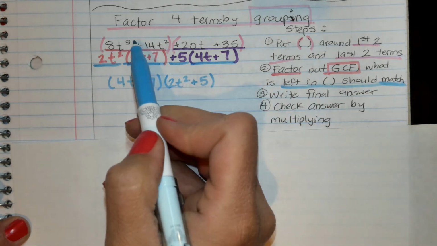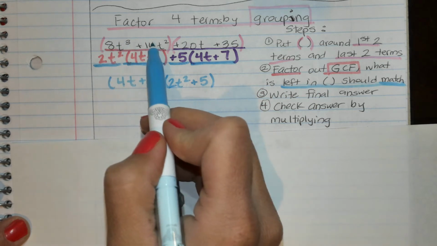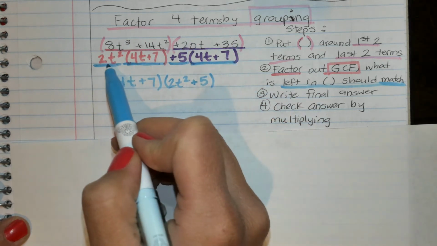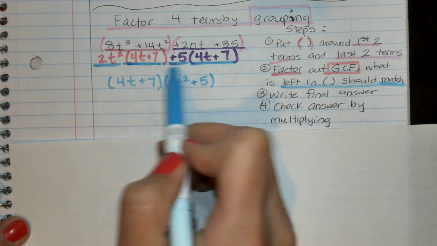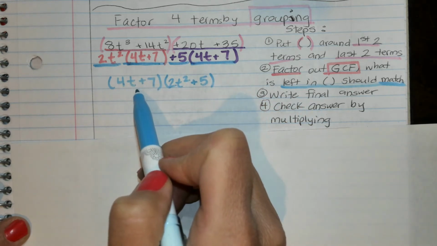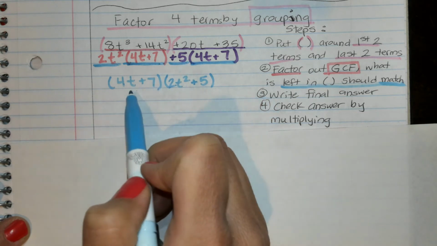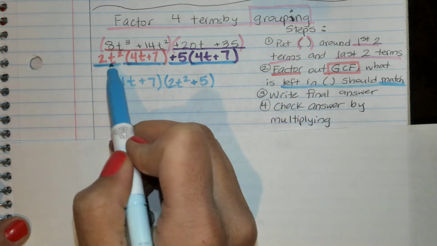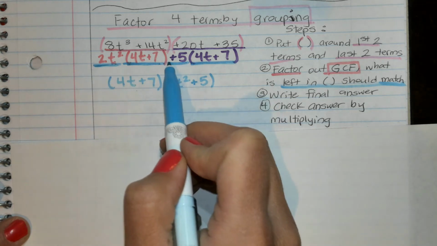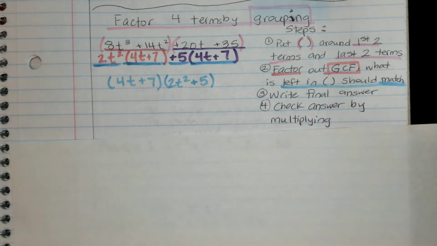So you group together, put parentheses around the first 2 and the last 2 terms, factor out the greatest common factor. What's left inside parentheses should match. You write that part one time. You're basically factoring it out. You write it one time, and then in the other set of parentheses, you put the things that you factored out, the 2t squared plus 5. I do want to show you guys, you can check your answer by multiplying it out.